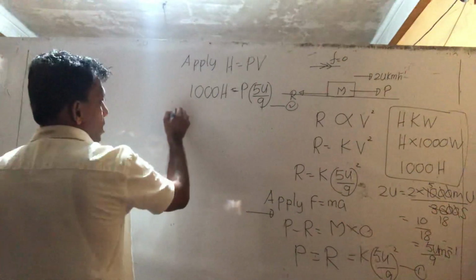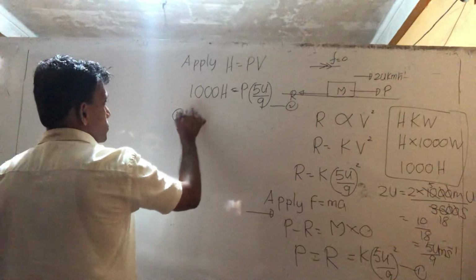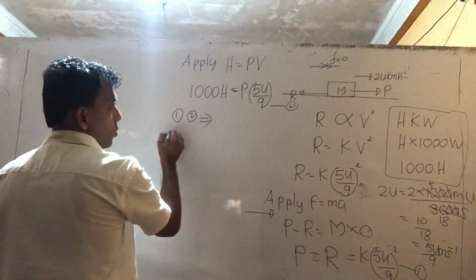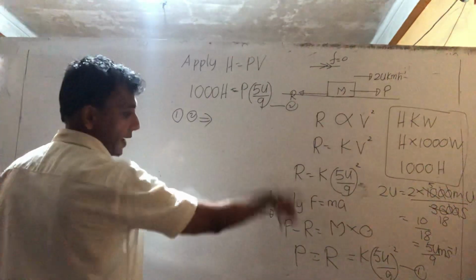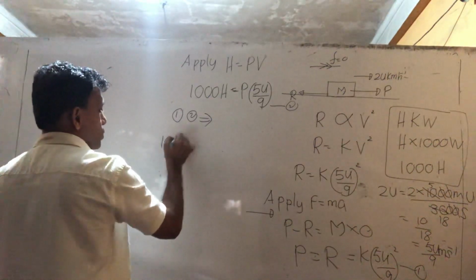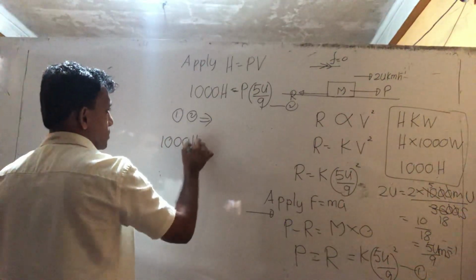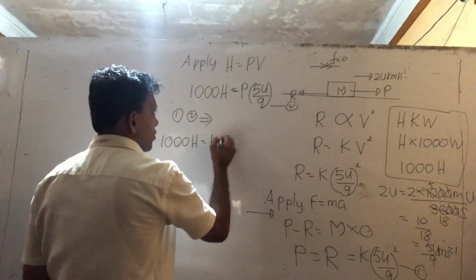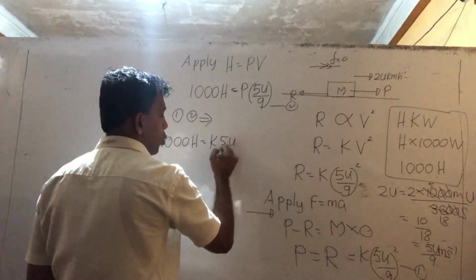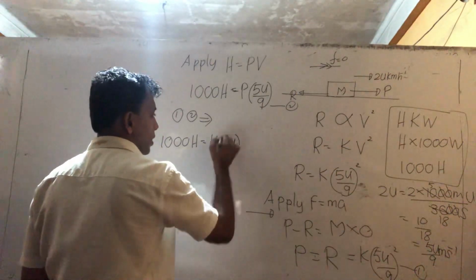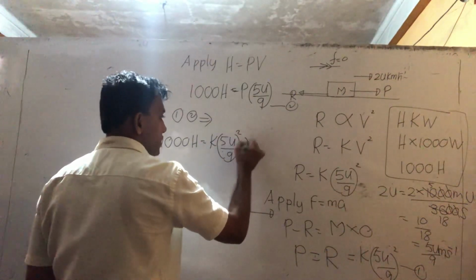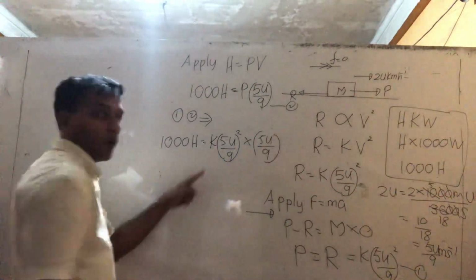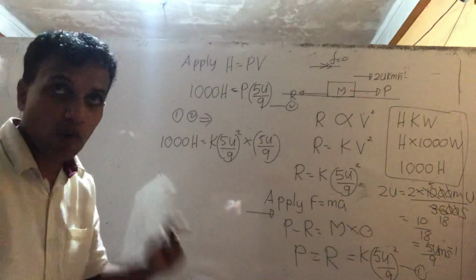So connect the 1, 2. For 1000 H, I apply P for that, K into 5u/9 squared, into once again 5u/9, right? It is in watts, 1000 H acts as watts.